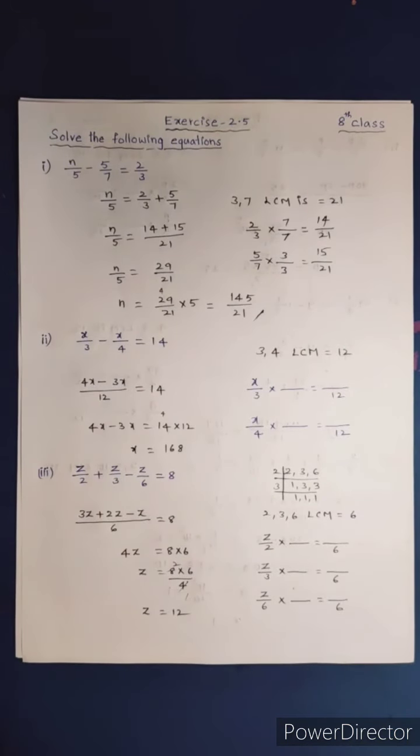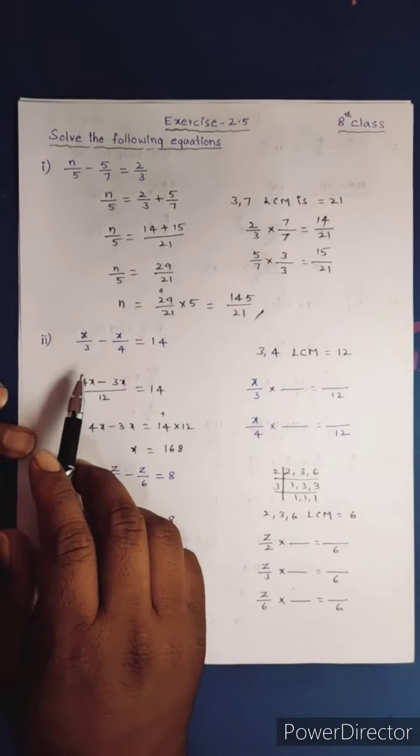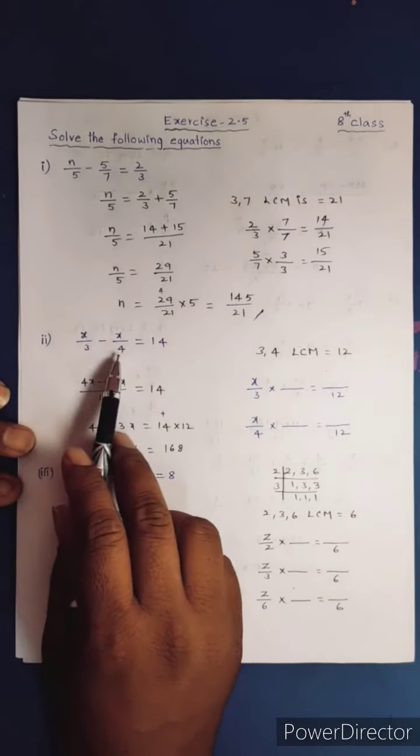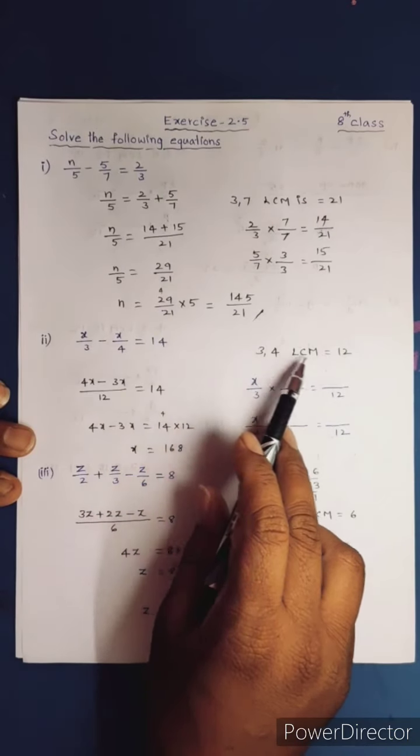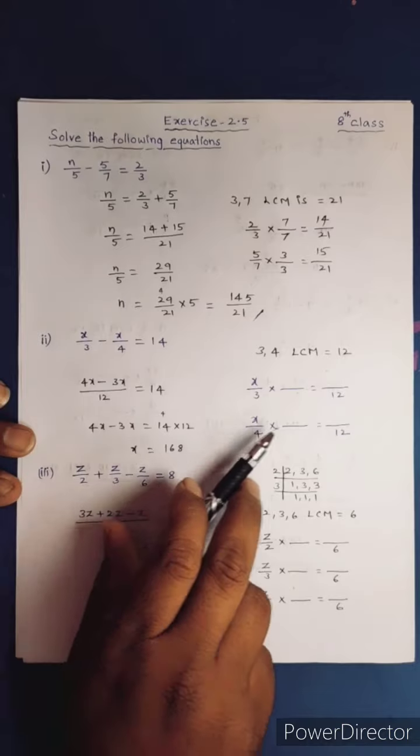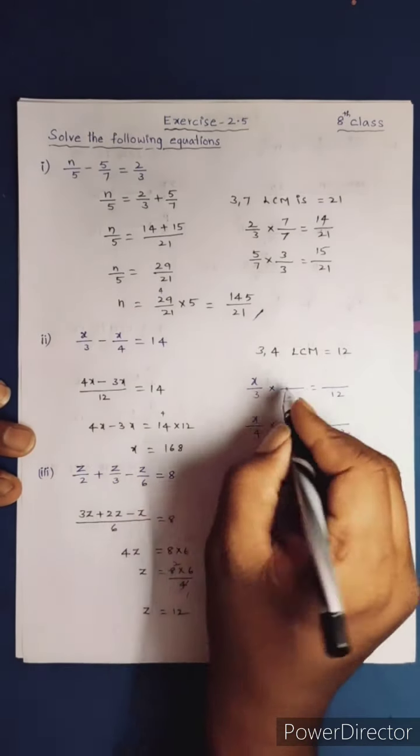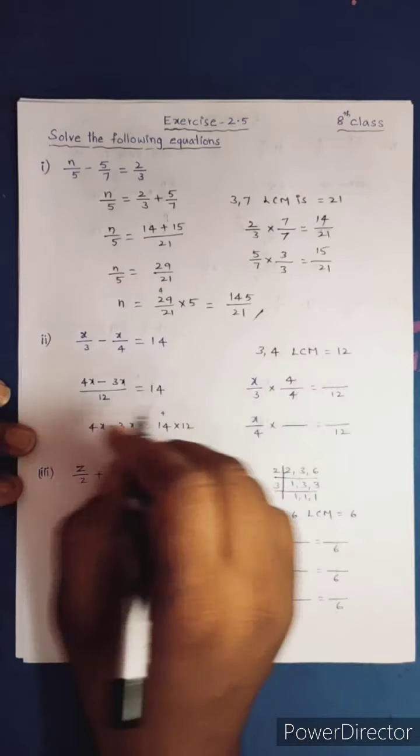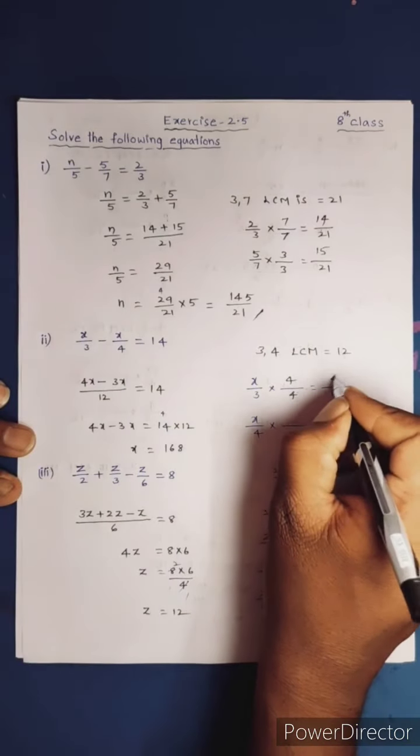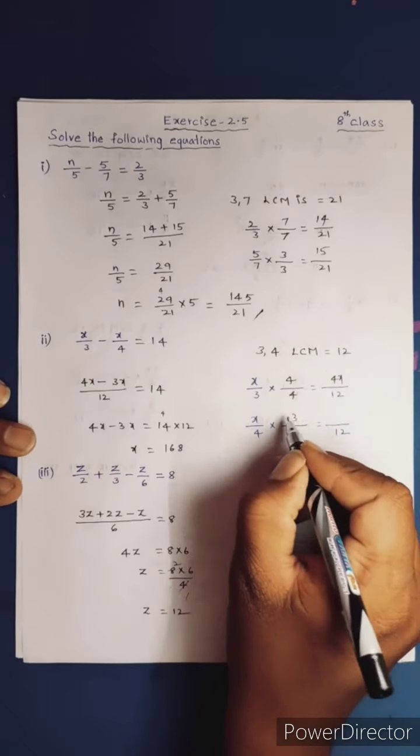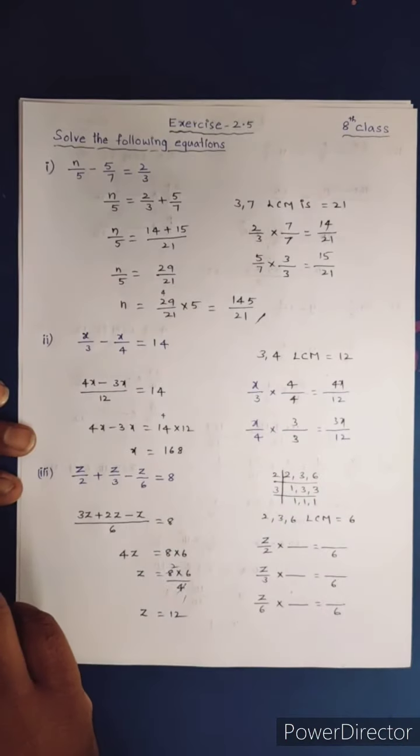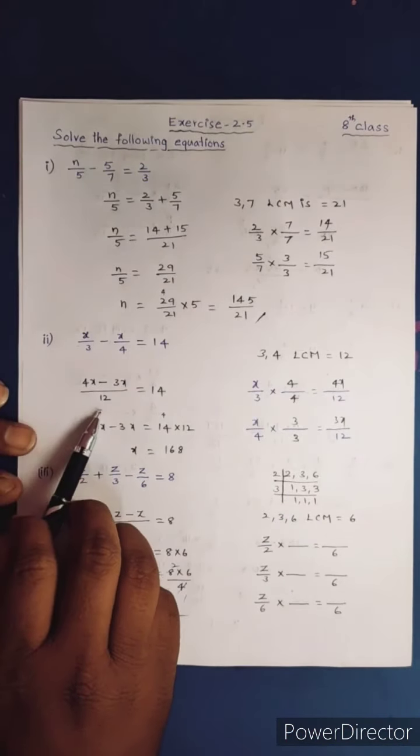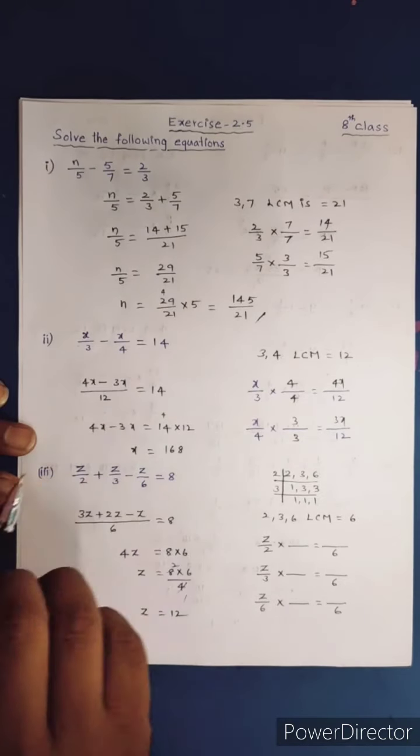Now the second problem: x/3 minus x/4 equals 14. Again 3 and 4 are unlike fractions, so change them into like fractions. The LCM of 3 and 4: these two numbers are also co-prime, so the LCM is their product, 3 fours are 12. Change the denominators of x/3 and x/4 to 12. 3 fours are 12, so the numerator also multiplies with 4: 4x. 4 threes are 12, 3 times x is 3x. So 4x/12 and 3x/12 are equivalent fractions. Now 4x/12 minus 3x/12 is equal to 14.